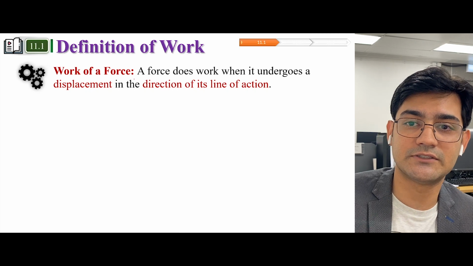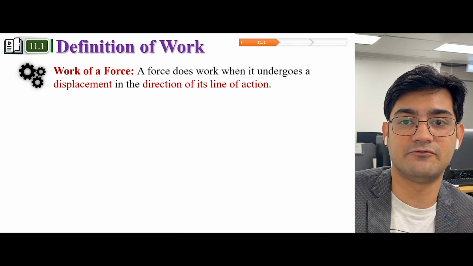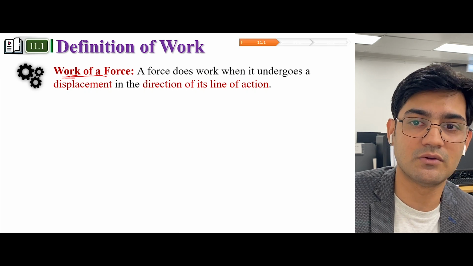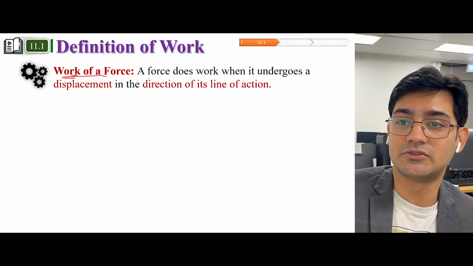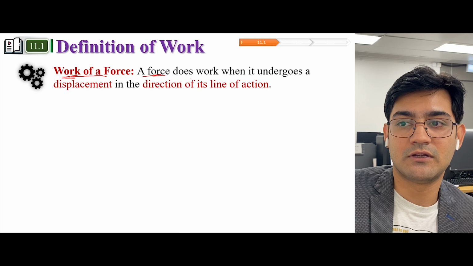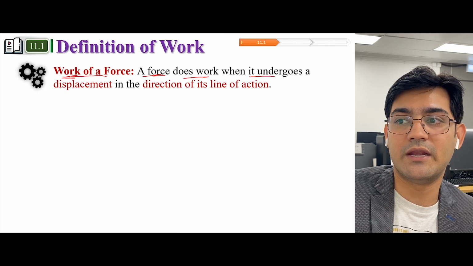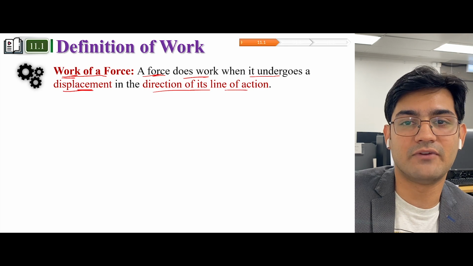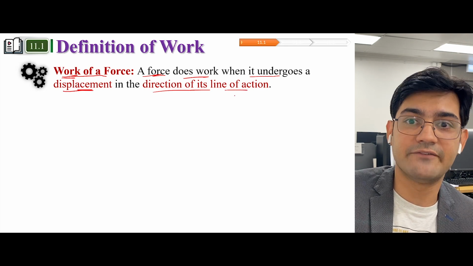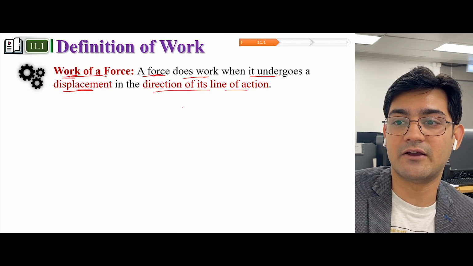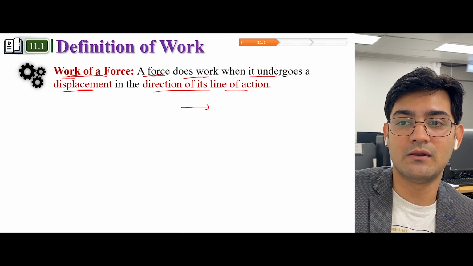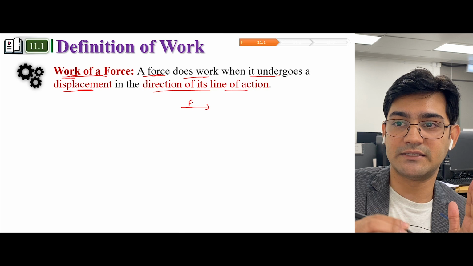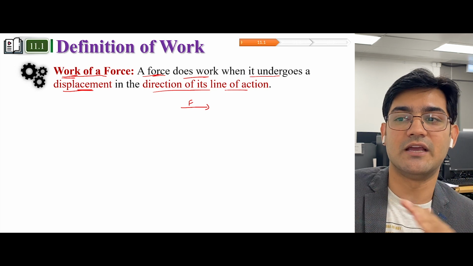So let us first define what is work of a force. Basically we are going to define what work is in this case. A force does work when it undergoes a displacement in the direction of its line of action. What this definition is saying is that a force will do work when the displacement is in the direction of its line of action.